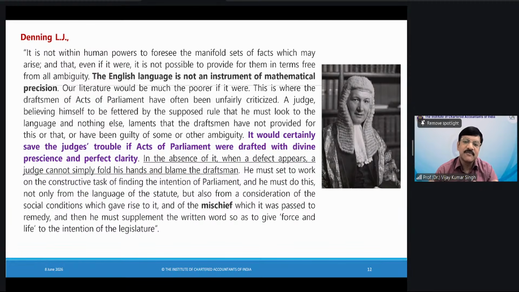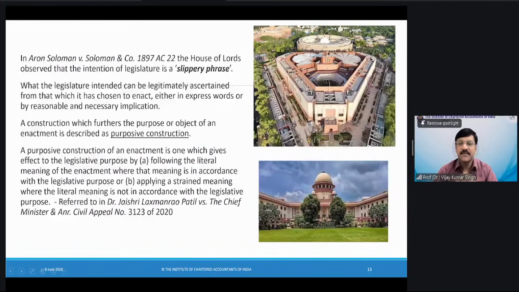So in the absence of it, when there is a defect, a judge cannot simply fold his hands and blame the draftsman. He has to cure that particular mistake. And that is where he has to go back and see what is the intention of the legislature. What is the problem the law wanted to solve, or we call it the mischief, addressing the mischief, right? So please have a look at this particular quotation from that Act. Let me now take you to another case.